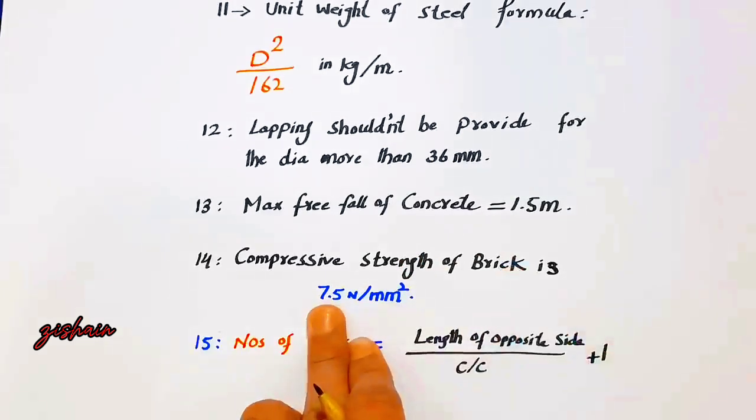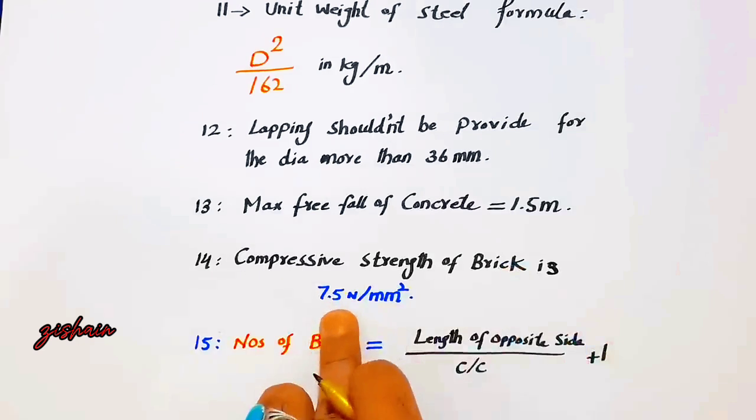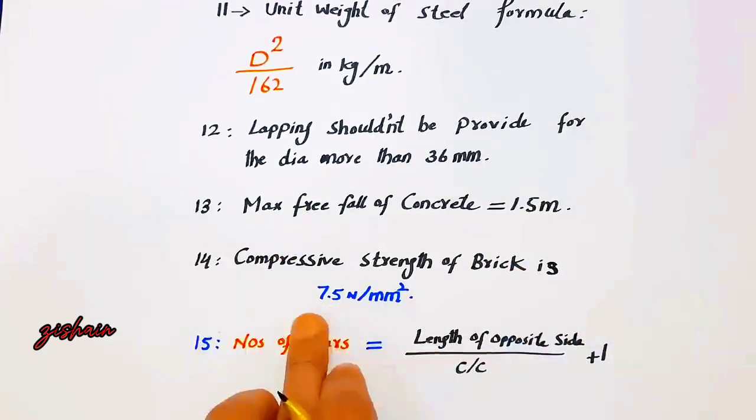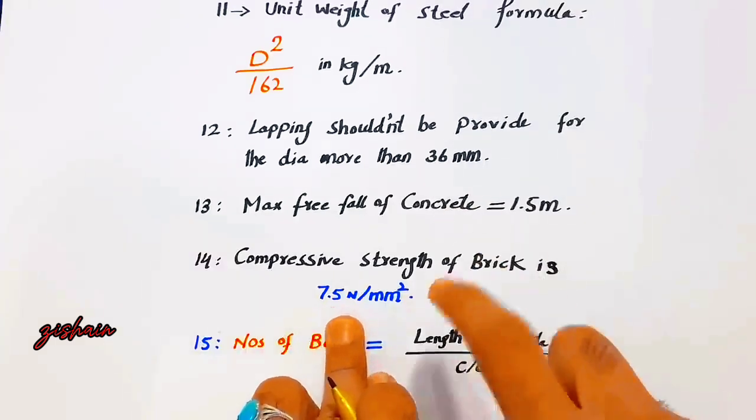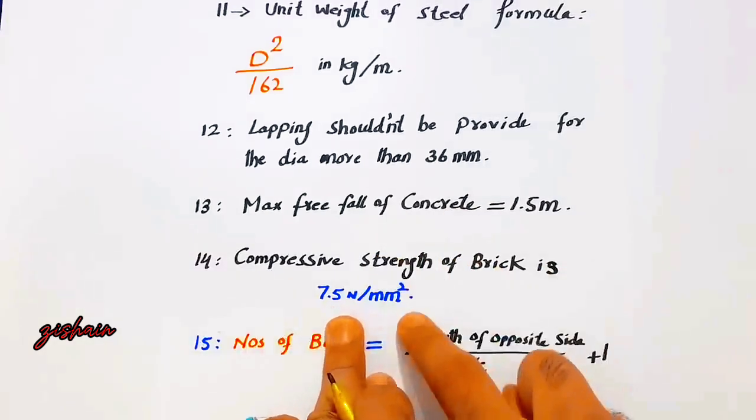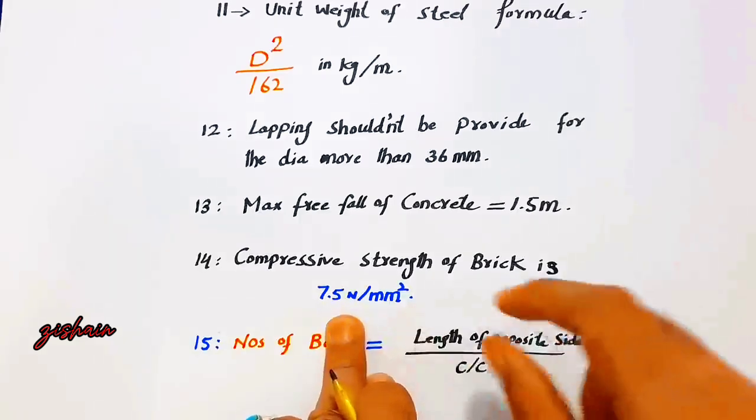The 14th one is, guys, compressive strength of brick is 7.5 Newton per mm square. It doesn't mean it should be exactly 7.5, but it should not be less than this. The compressive strength of the brick should not be less than 7.5 Newton per mm square generally.